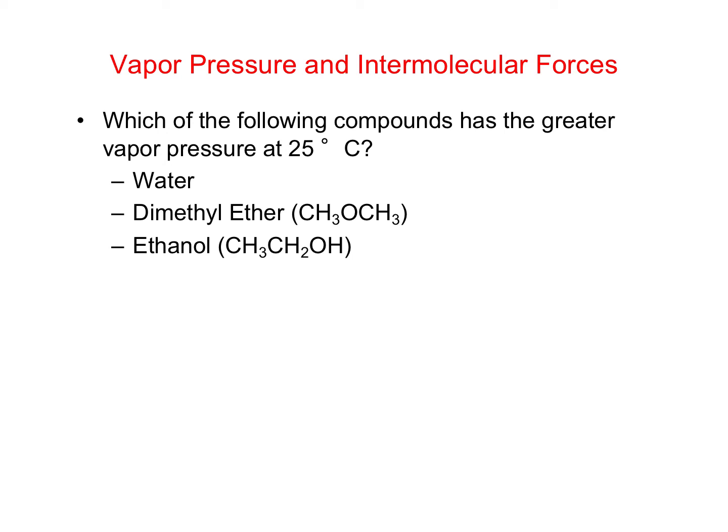Okay, so let's look at an example. I want to know which of the following compounds would have the greater vapor pressure at 25 degrees Celsius. And so we have to consider the intermolecular forces. Which one of these compounds has stronger intermolecular forces? So we have water. We know what water looks like. And we know that water is able to undergo hydrogen bonding.